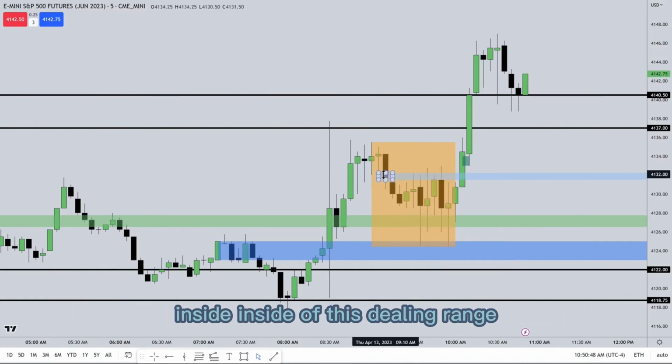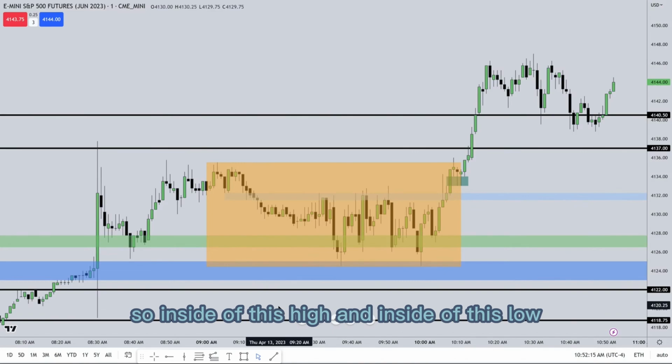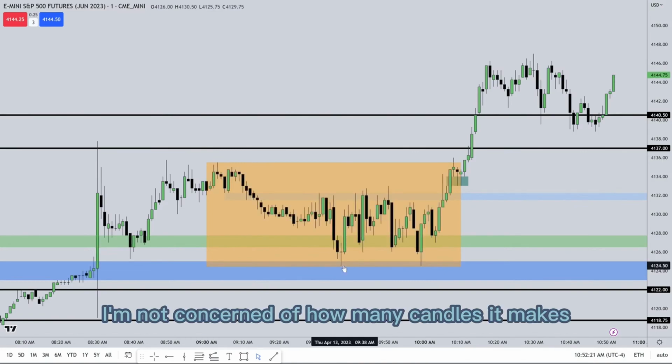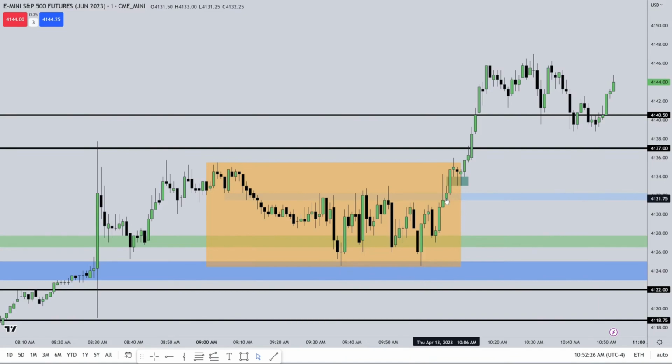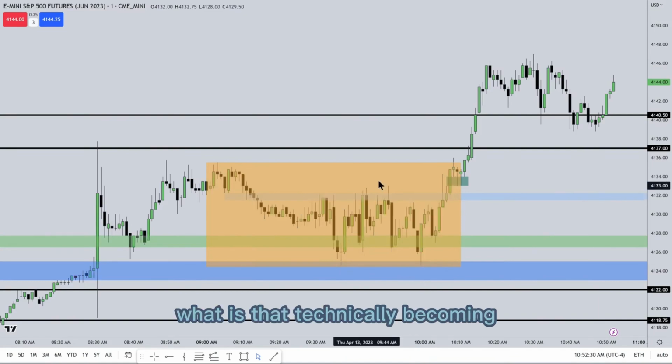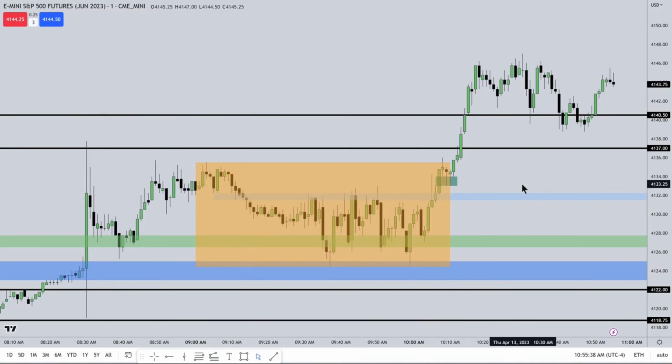Inside of this dealing range. So here's your dealing range. Inside of this high and inside of this low, I'm not concerned of how many candles it makes going sideways until we get above. When we get above, take out these highs here. What is that technically becoming? A shift in market structure.